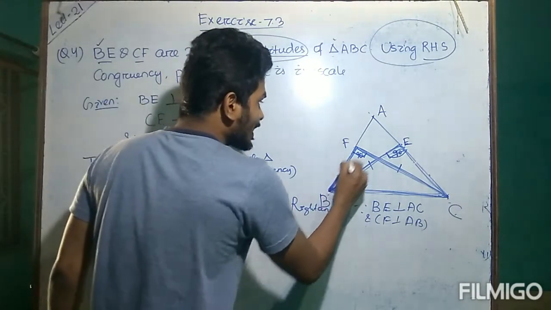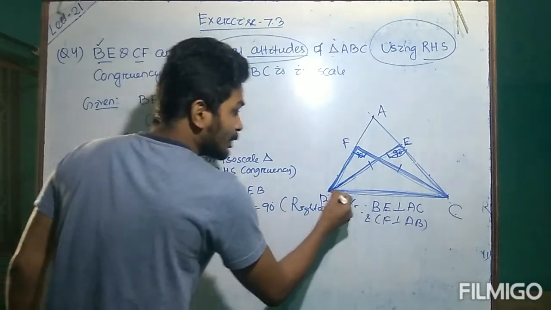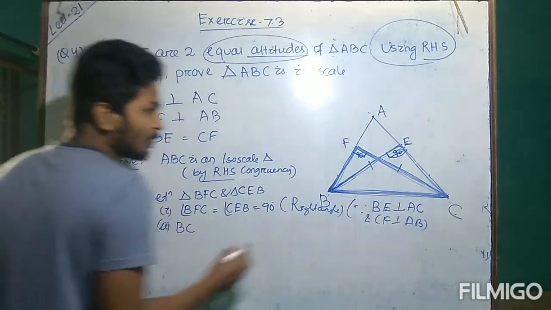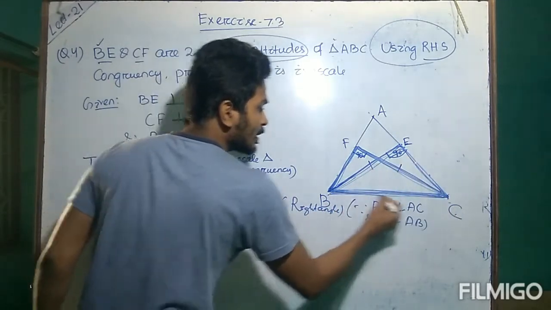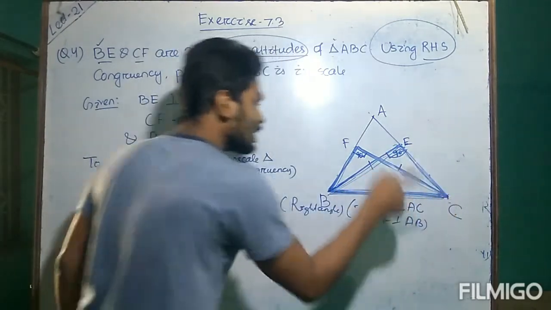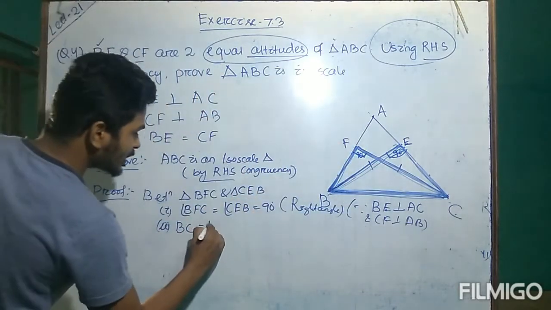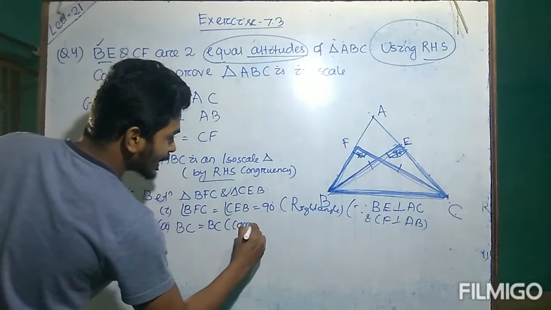Next, see, for the triangle BFC, BC is a side. Similarly, for the triangle CEB, BC is also a side. So BC is the common side to both the triangles. So you can write BC is equal to BC, common side.